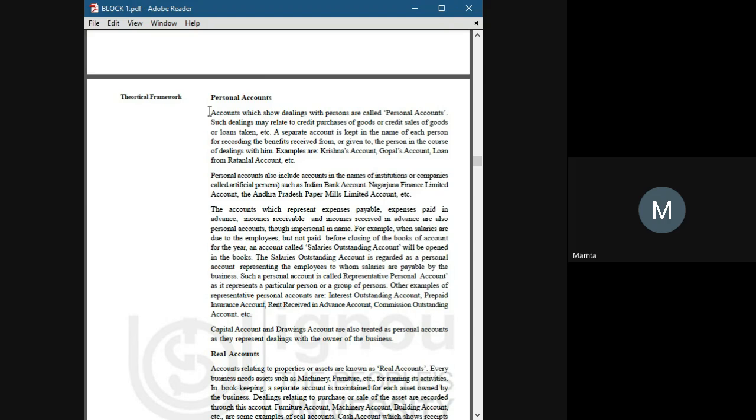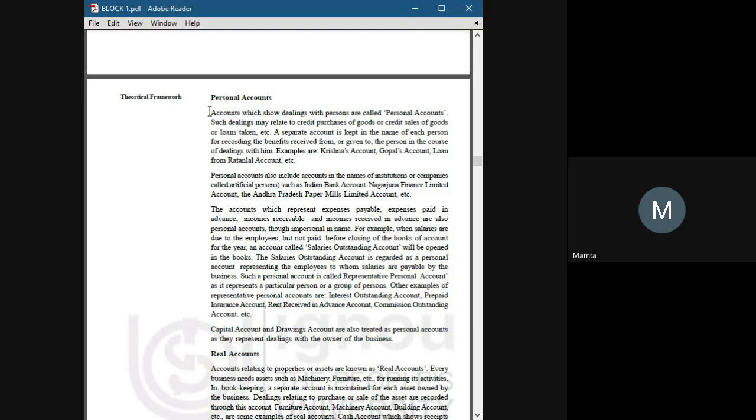known as drawings. So, capital and drawing account is also a personal account because it is directly related to the owner. Always remember, capital and drawing account is directly related to the owner, so they are treated as a personal account.